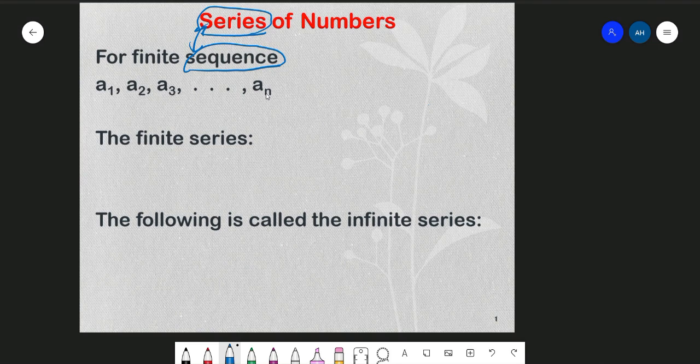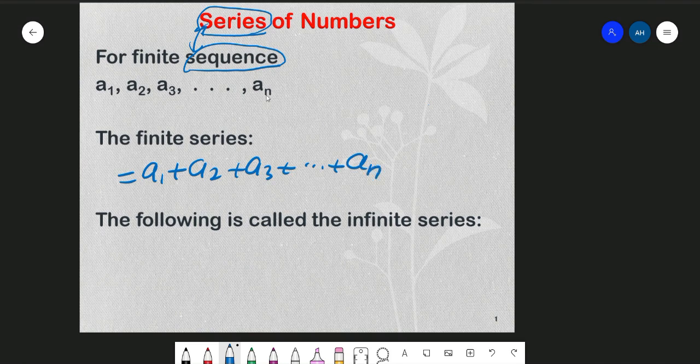This is what we call a finite sequence. We talked about that last time. And if we add all these terms together, up to the nth term, then we have Sn. Now let's add all these terms together. That is, we have A1 plus A2 plus A3 plus dot dot dot, and the last term we are adding is An.